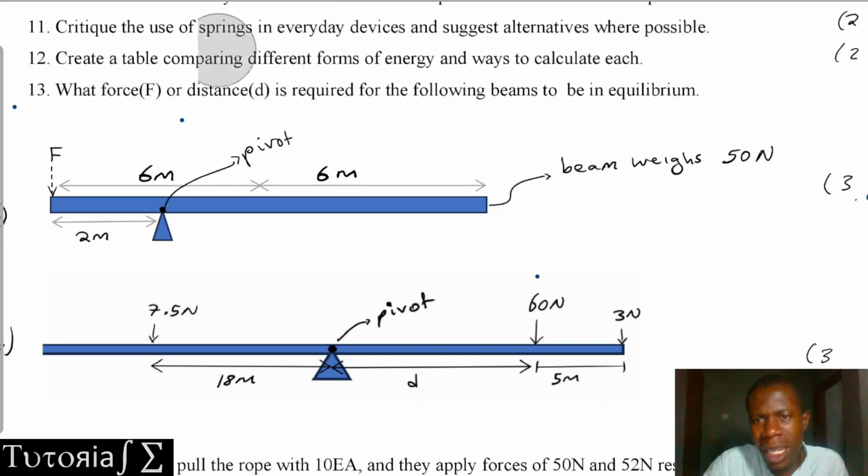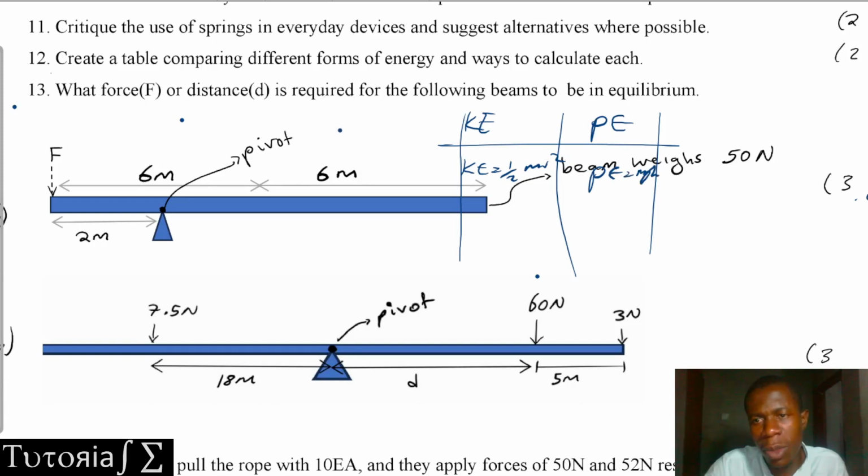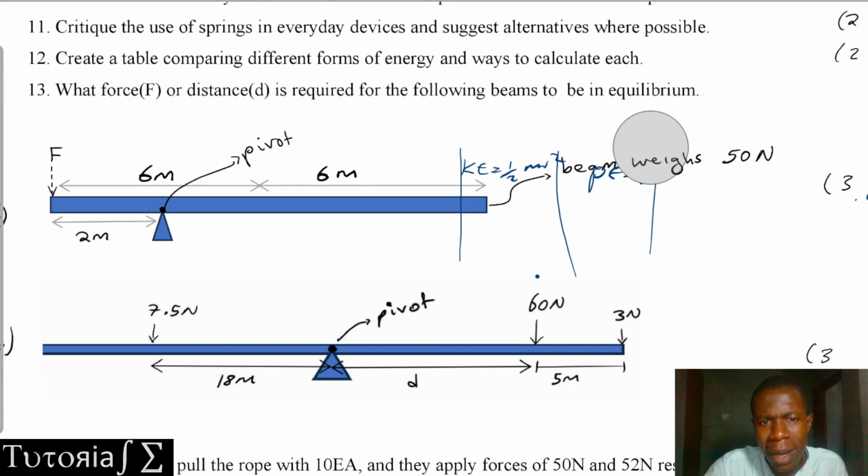Then create a table comparing different forms of force, energy, and ways to calculate them. So here what you just do is maybe create a simple table like that. So maybe you say here is kinetic energy, and here you say maybe potential energy, and their formulas. So KE is equal to half mv squared, and PE is equal to mgh. So basically that is what you're supposed to do for question number 12. Then we go to question number 13.